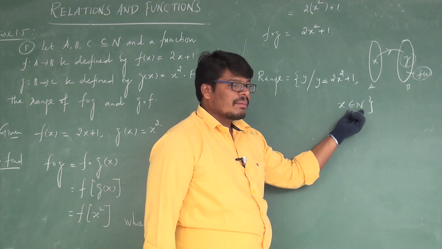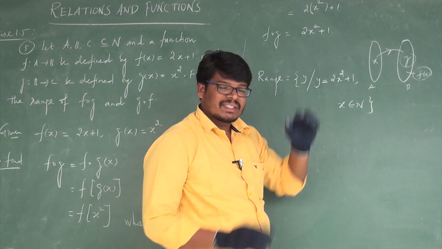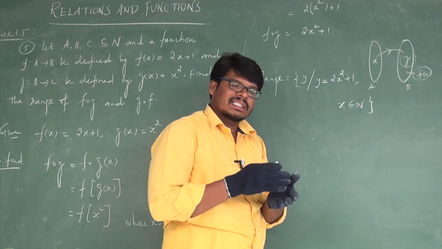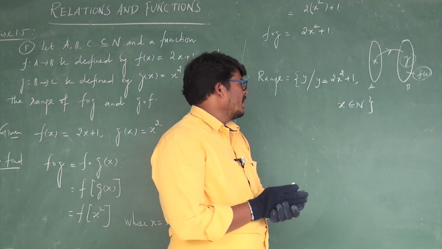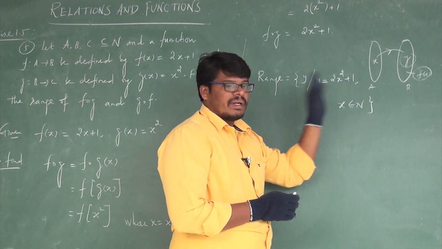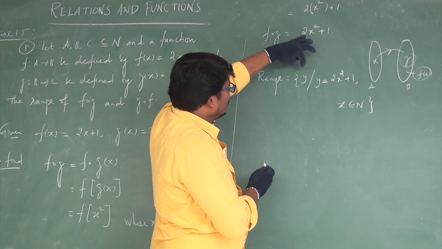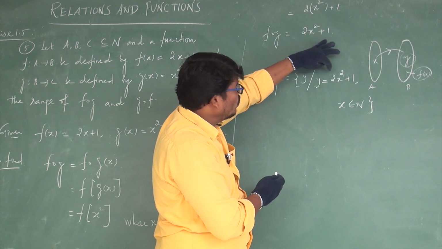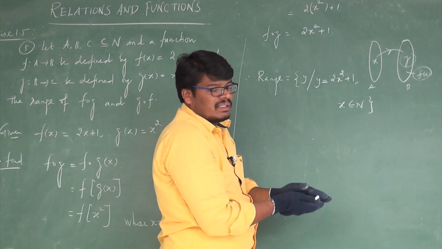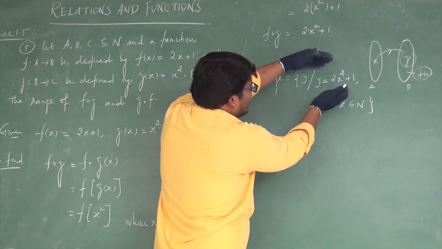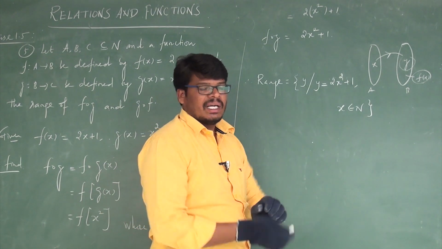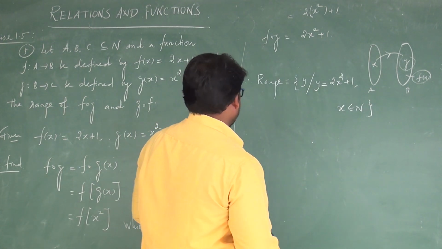Here x belongs to natural number, because the question is given three sets A, B, C, and A is a subset of natural number. Here x belongs to natural number. Therefore the range of f dot of g is y such that y equal to 2x square plus 1. That is the range of f dot of g.